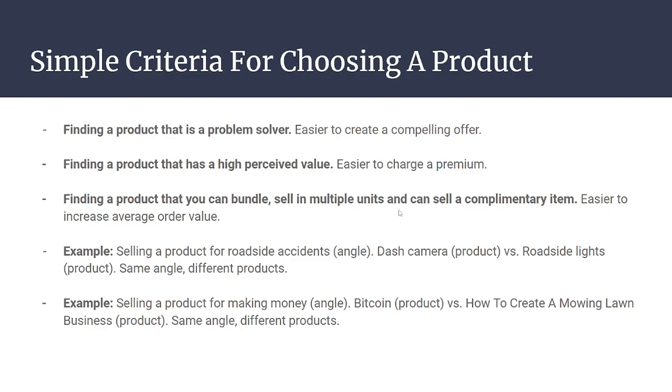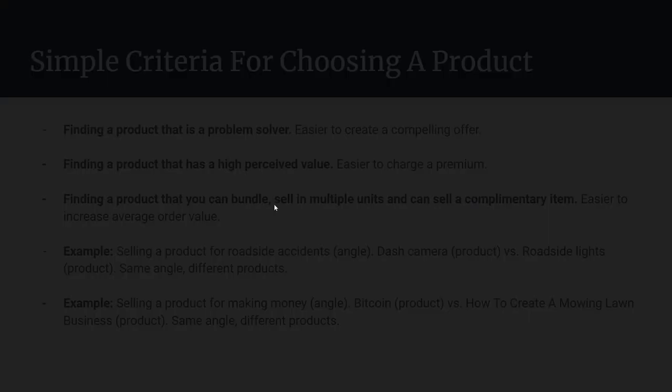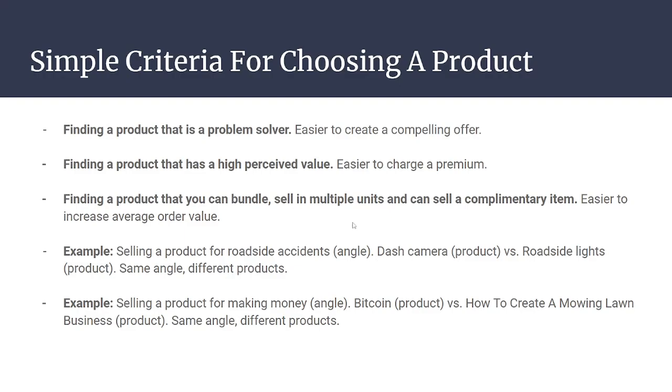A lot of the time, beginner dropshippers starting their business will just jump into finding random products, but they won't take into account factors like what angle they're going to use. Well, we'll go into this a bit later, but this example maybe could make sense. I'll give you another example. Selling a product for making money: Bitcoin versus how to create a lawn mowing business. Same angle, different products. What's more compelling to sell? What has the least cost? Just following our checklist, very simple. Obviously, Bitcoin and the dash camera are winners in this case.